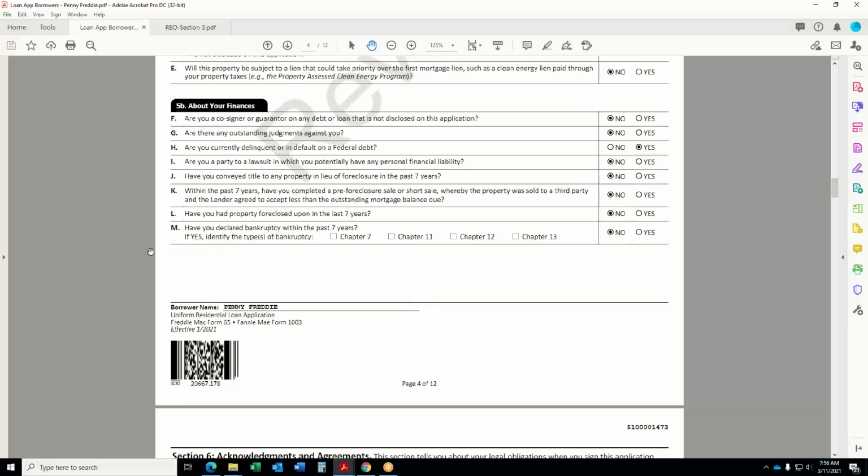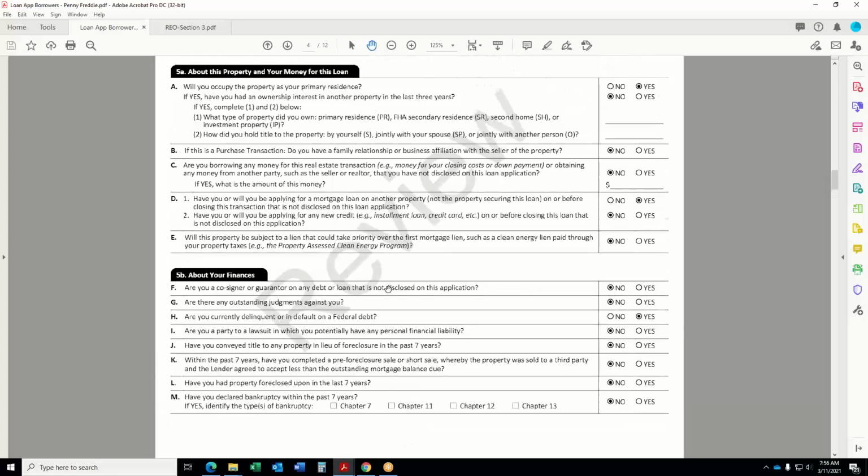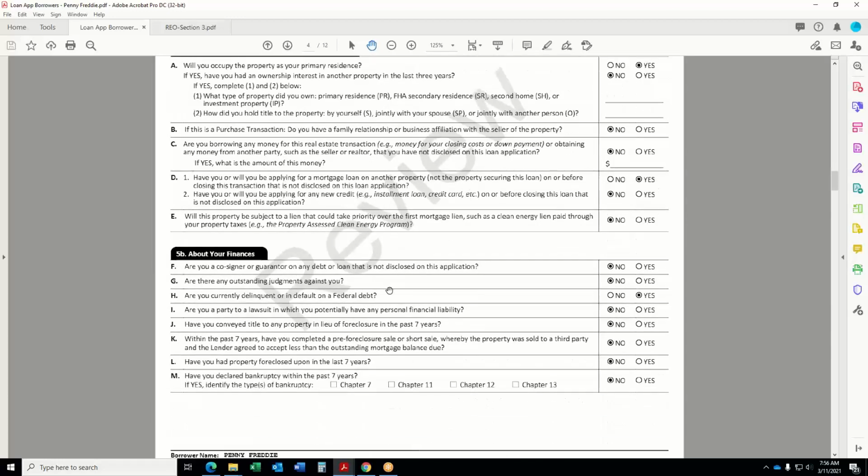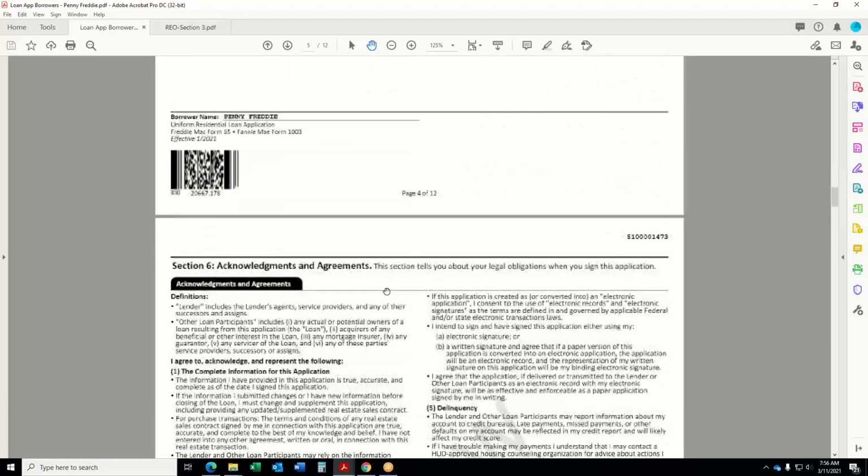The bankruptcy question has been updated for the borrower to indicate what type of bankruptcy they completed or filed if it has happened in the last 7 years. So again, big changes to this area. Again, I recommend that you take some time and reread them.